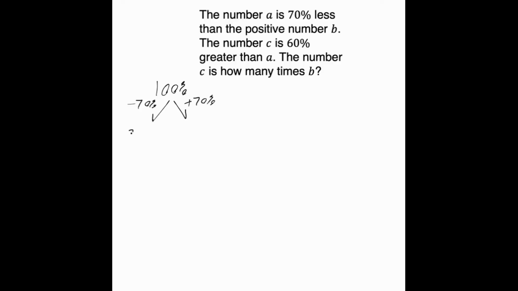On the low side, this would take us to 30%. And on the high side, it would take us to 170%. Then you move the decimal 2 spaces left to get to decimal form. So this would be 0.3 and this would be 1.7.